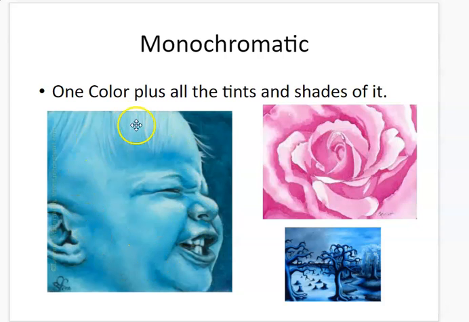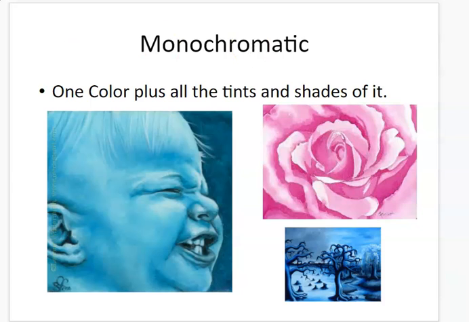This painting is done in turquoise or teal colors. So it's a blue plus light blues and dark blues. I don't see any red, purple, or green, nothing. There are dark blues, light blues, and regular blues. Same as the rose. The rose here is done in dark pinks and light pinks, okay? Things like that. And this little creepy tree painting down here too is done in darks and lights of blues.